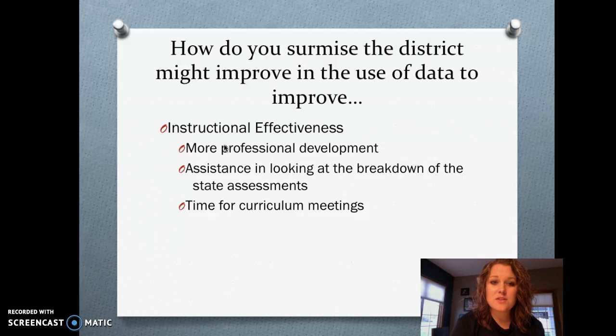Our school doesn't give us a lot of time to work with other English teachers or other math teachers, and I think the instructional effectiveness of the entire district would improve if we could have more time for that and use the data that's provided for us to assist us in talking with those teachers in these meetings.